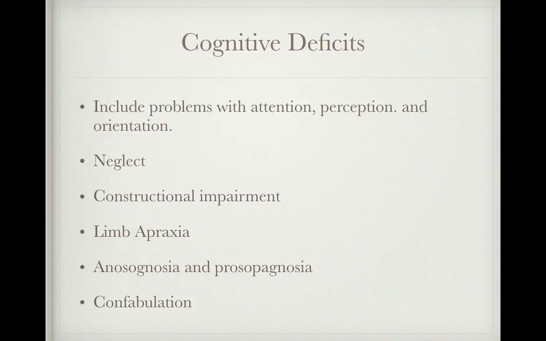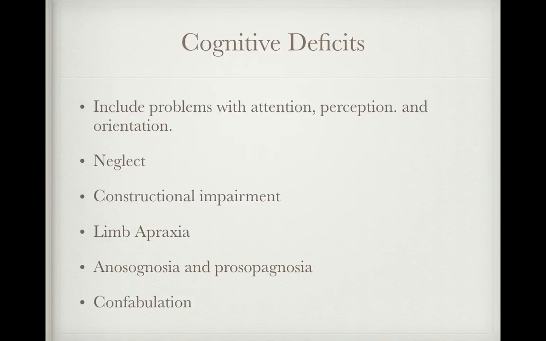Severe neglect is more frequent with right hemisphere lesions than left hemisphere lesions. And these lesions are usually found in the parietal lobe. What can cause these lesions? They can be caused by strokes, tumors, trauma, degenerative disorders, or any condition that can damage the right hemisphere.